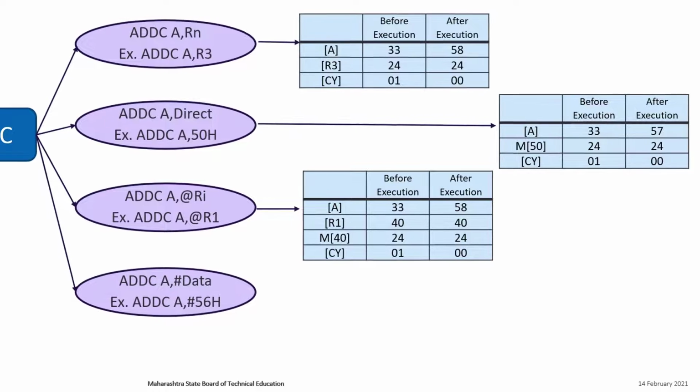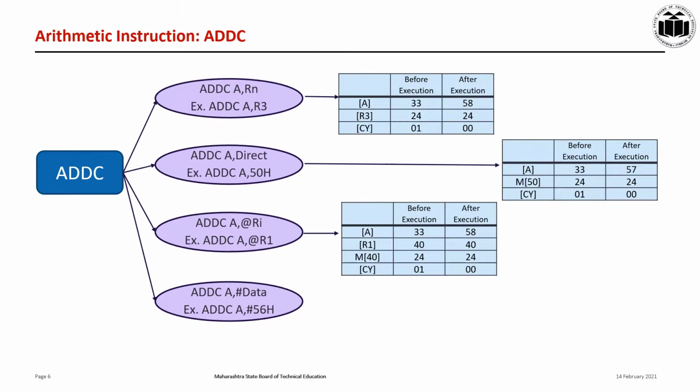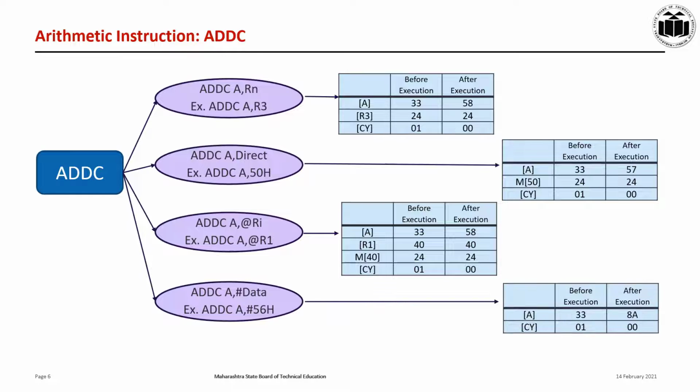ADDC A, #data. This instruction adds immediate 8-bit data given in the instruction and the content of carry flag to accumulator and stores the result in accumulator. For example, if immediate data given is 56H and carry is 1 and accumulator containing 33, so 33 will be added to 56 considering carry flag and the result 8A will be stored in accumulator.